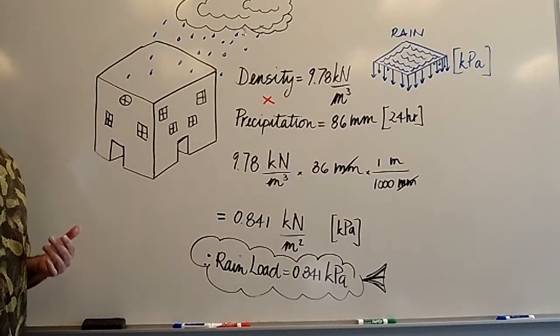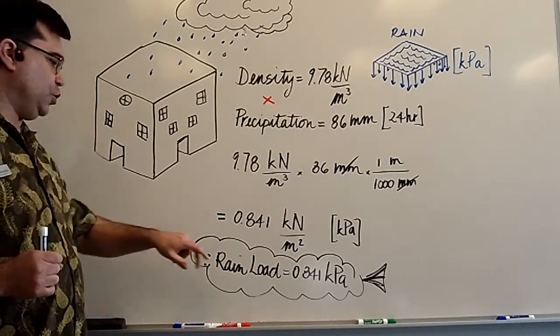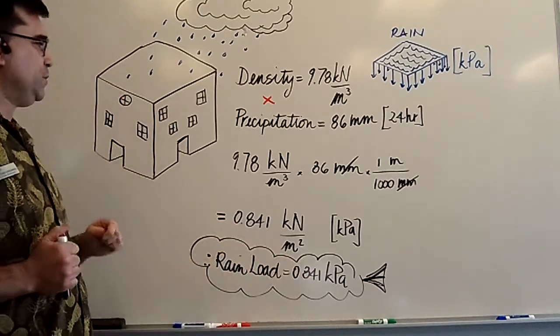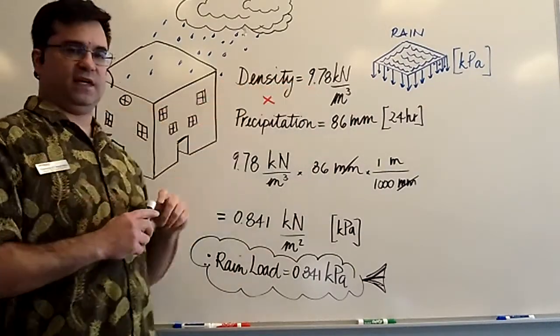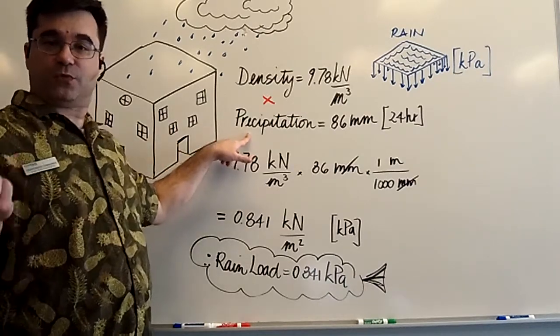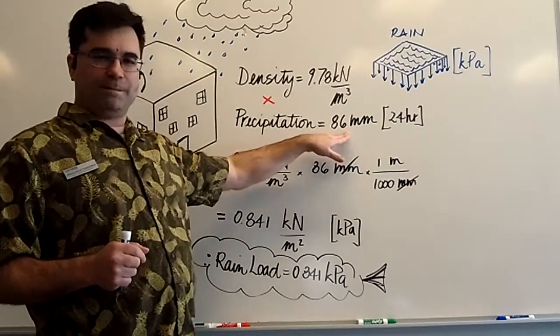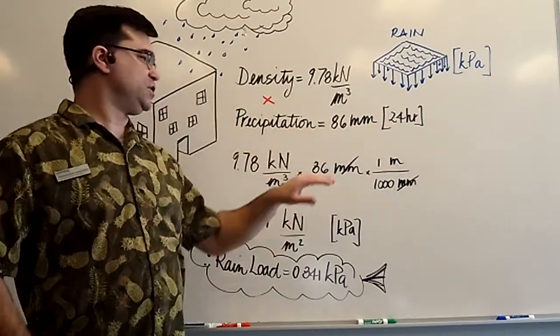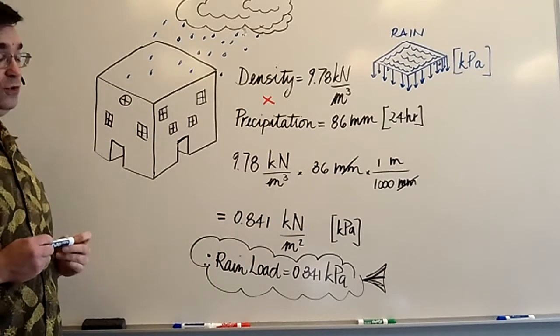Right, so super easy. The only thing for this very simple method to figure out the load on our roof due to rainfall, we need the density of rain. I gave it to you as 9.78 kilonewtons per meter cubed. And then the expected precipitation we're going to use to design this roof. I chose to pick Ottawa, the 24-hour precipitation, which came out to be 86 millimeters from the Ontario Building Code.